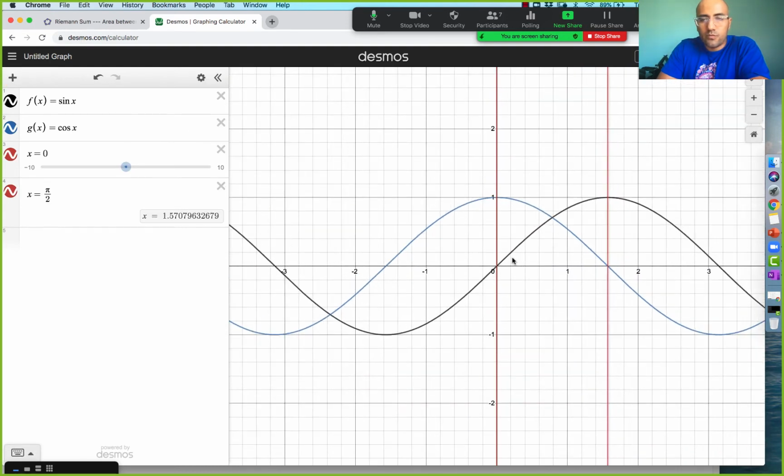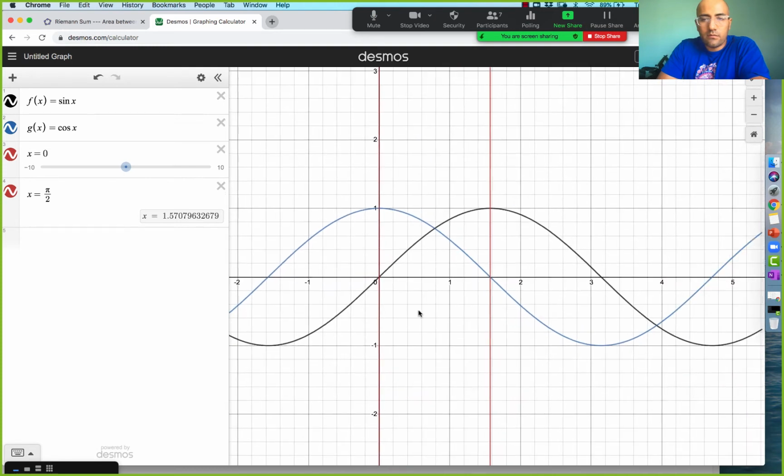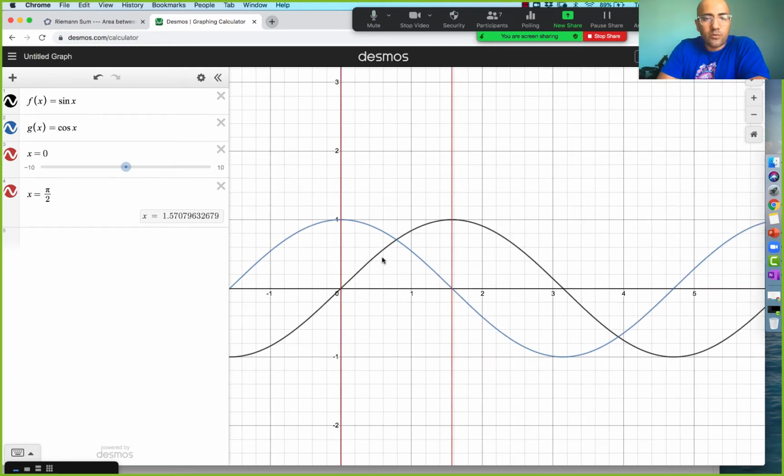Okay, and let's zoom in. Okay, so this is what they want, right? There is a way to shade in here. I forgot how to do it. Okay, well, anyway, I give up.